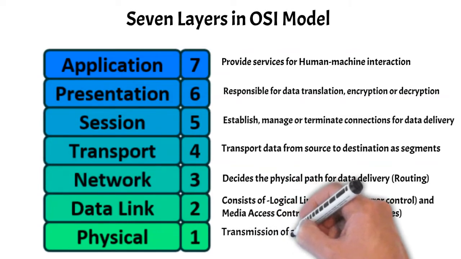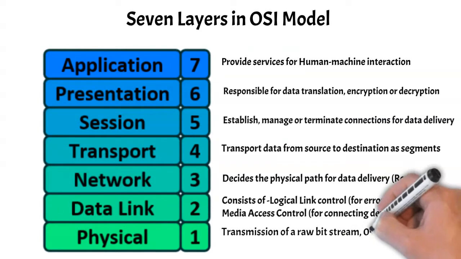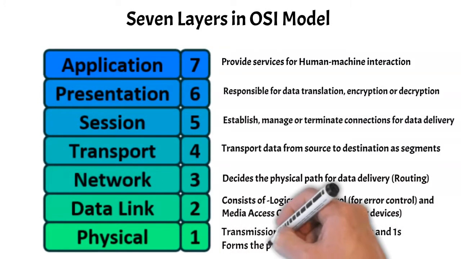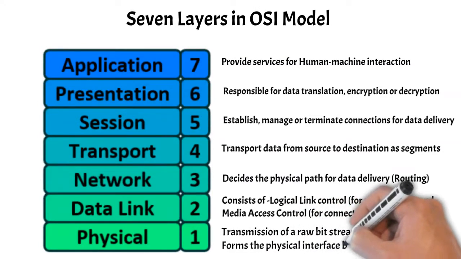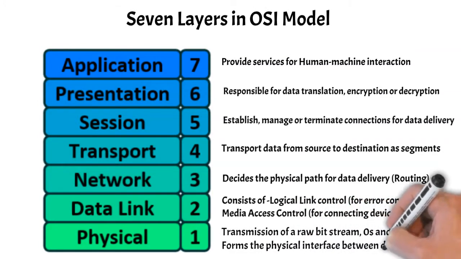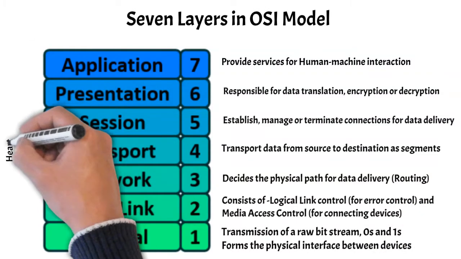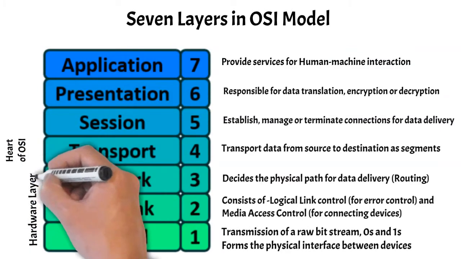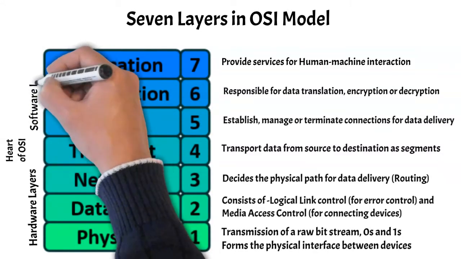The physical layer is responsible for the physical cable or wireless connection between network nodes. It is responsible for the transmission of the raw data, which is simply a series of zeros and ones, while taking care of the bit control. The transport layer is also known as the heart of OSI. The bottom 3 layers are the hardware layers, while the top 3 layers are called the software layers.